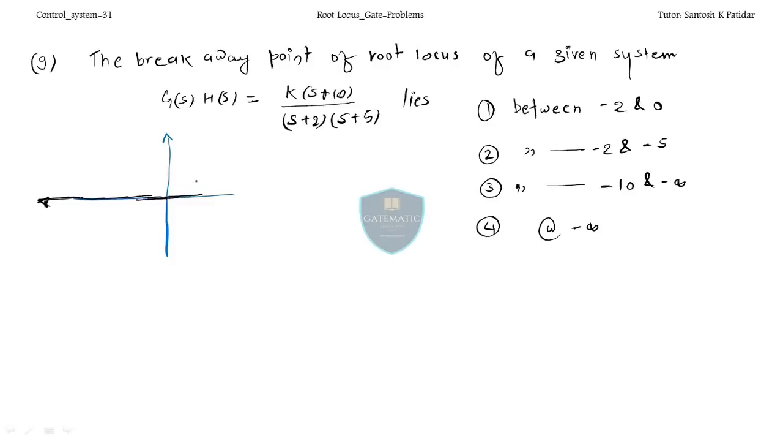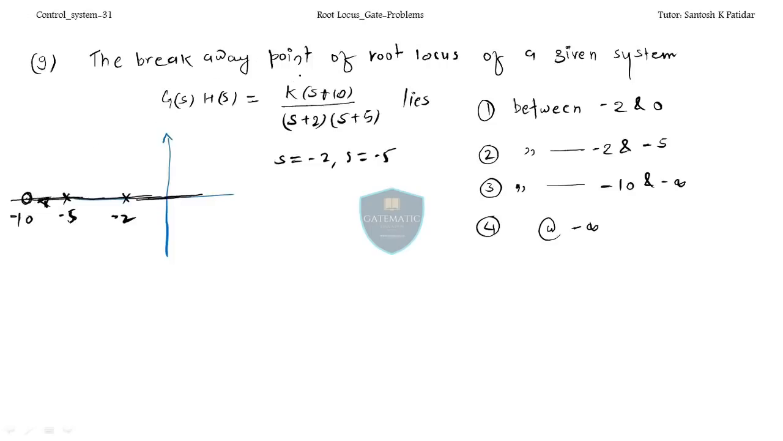So the number of poles, how many you have? S is equal to minus 2, S is equal to minus 5. So let me draw over here. This is minus 2, this is minus 5. Now I had 0 also, and that is at S is equal to minus 10. So over here this is like this.